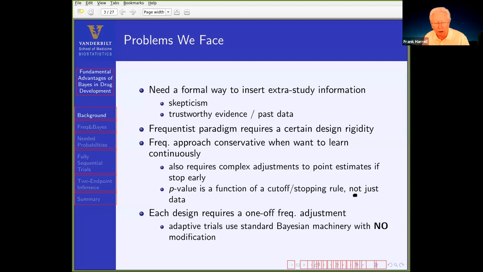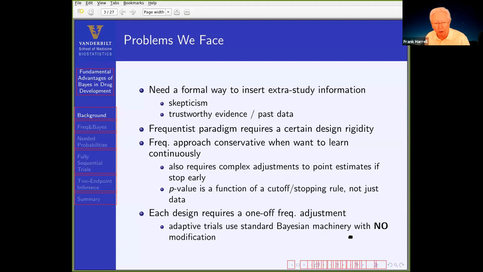This is a really big point that I'm sure you'll hear more about from the other speakers, is that every design, especially if it has any flexibility to it, requires a one-off frequentist adjustment. So those adjustments can be incredibly complex, whereas if you're doing the most complex adaptive trial in Bayes, you're using the ordinary Bayes machinery with no modification whatsoever. It just works off the shelf, whether you're doing response adaptive randomization or regular randomization or dropping or adding treatment arms.